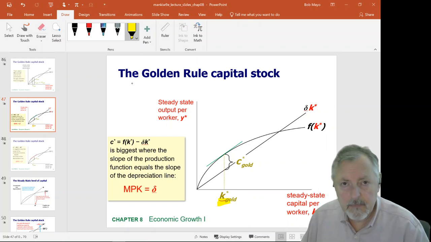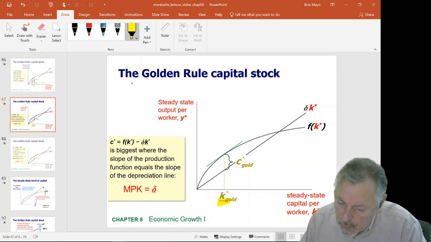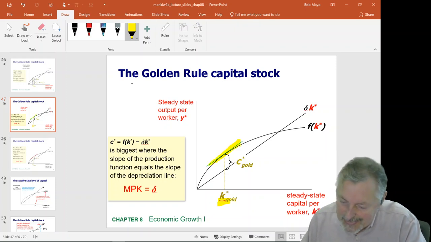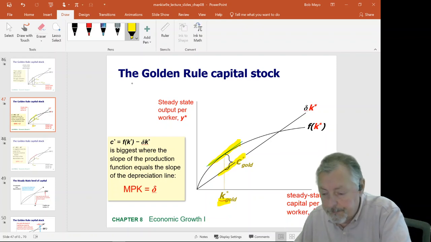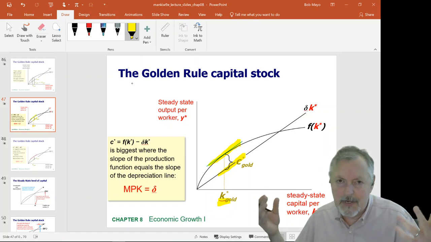The way you find it mathematically is really simple. It is the one where the slope of the production function is equal to the slope of the depreciation function. Take the derivative of both, set them equal to each other.